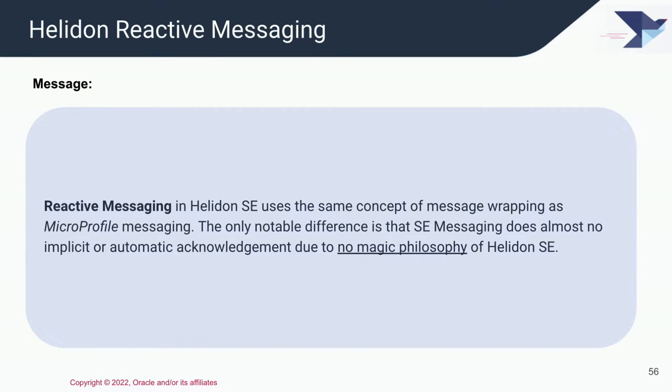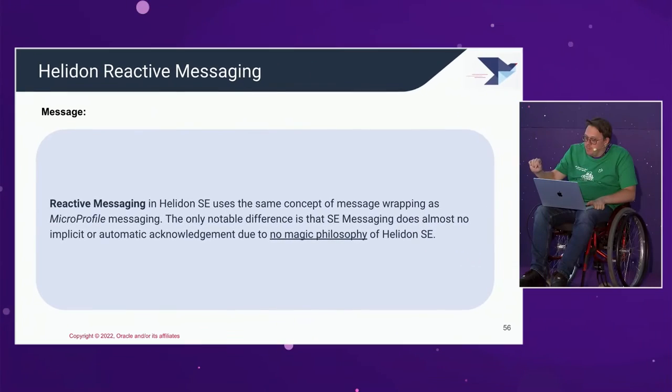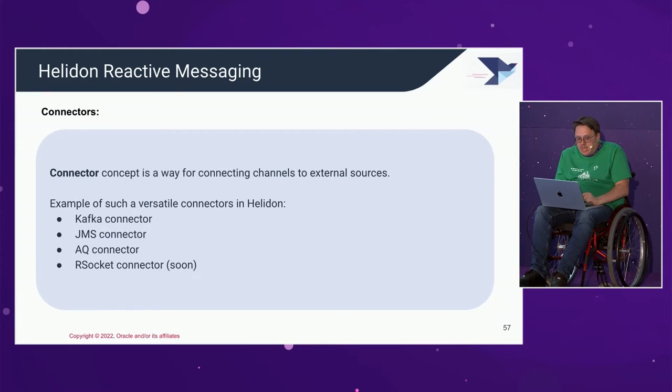And the main idea of reactive messaging in Helidon SE is the same: just a pure Java solution, with no magic philosophy. As a result, in the middle, between the publisher and subscriber, you can put different message brokers. So it's an abstraction. Your messages are not just somewhere in memory, but you can put them through Kafka, because everybody loves Kafka. I don't know why.